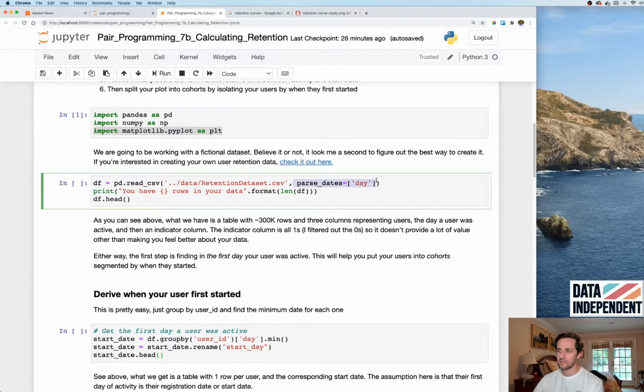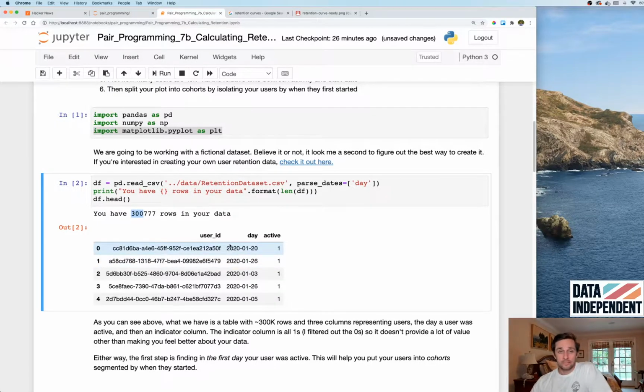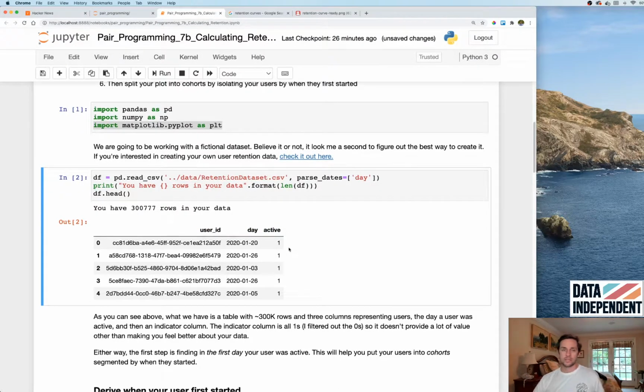and I'm doing some parsing of the dates so that it knows that this column that's called day is an actual datetime. I'm going to print out how many rows we have, and we're going to take a look at the data frame. So we have 300,000 rows, that's a fair amount of rows, and we have three columns: user ID, day, and then active.